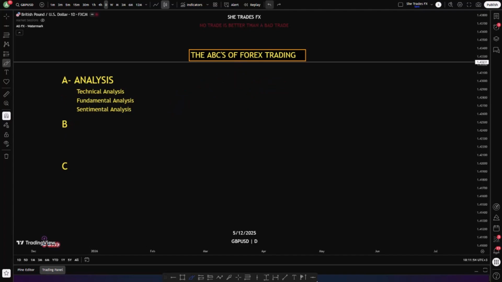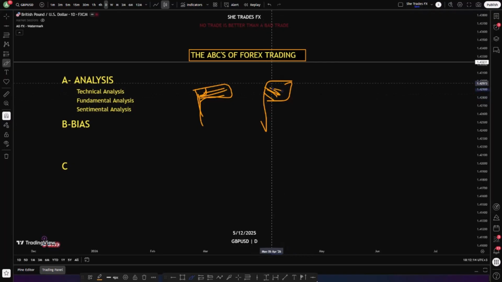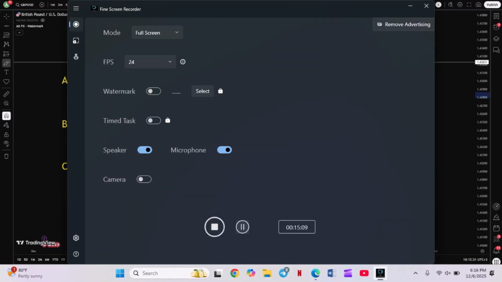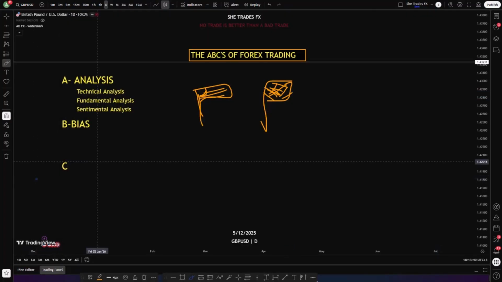For example, now let's use this example of fundamental analysis. You've woken up today and Trump has declared war on maybe Russia. So you sit down and you do your fundamental analysis. Just a minute. Okay, I'm back. So we're looking at how you get your bias for fundamental analysis.